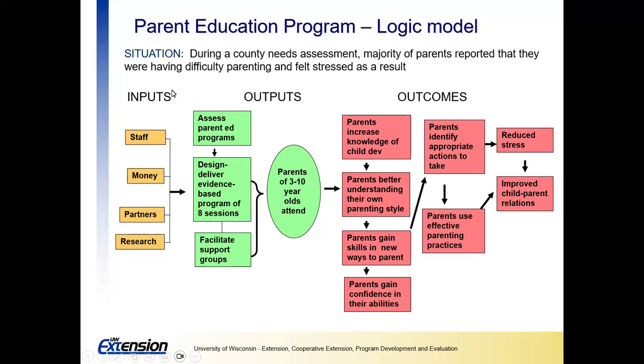The first thing we're going to do is ask ourselves, what are the inputs that we need to bring to the table? In this case, we need staff, we need money, we need partners, and we need research. The outputs: we want to create programs for the parents. We want to use evidence-based programs for 8 sessions, and we want to be able to facilitate support groups. The participants that we plan to focus on are parents who have kids between the ages of 3 and 10. The outcome is going to be your short term, your midterm, and your long-term outcome.